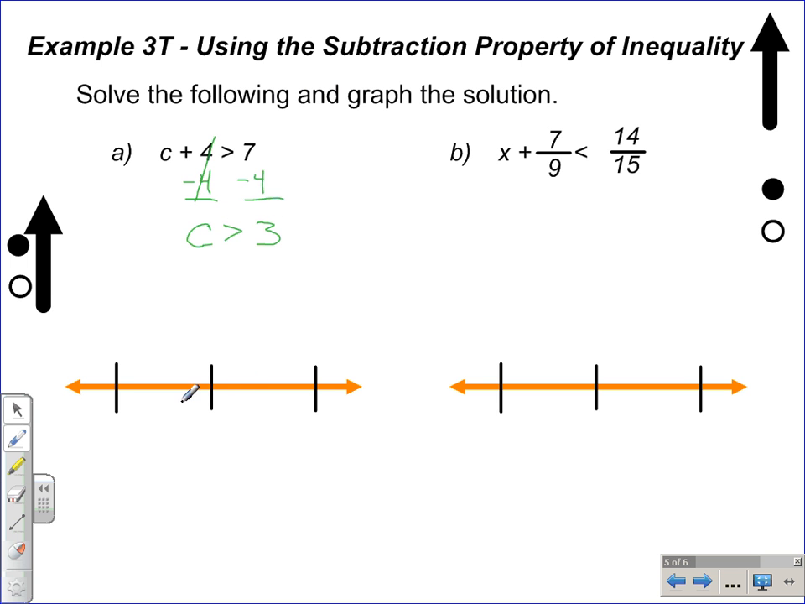So we need to make our number line. Number line's already here. 3 in the middle, 4 to the right, 2 to the left. Remember, bare minimum, you've got to at least label the 3. I'm going to use an open circle again because there's no equal sign, and I'm going to shade to the right because it's greater than. When I mean shade, I mean make the number line darker and thicker on the side that is the solution.